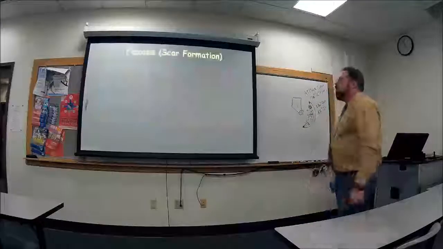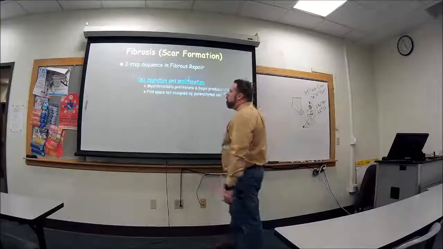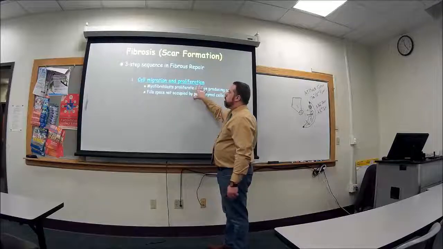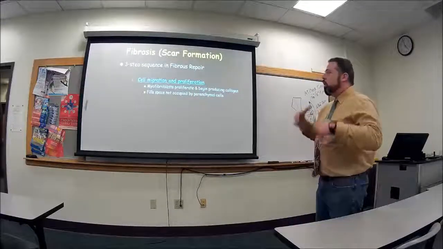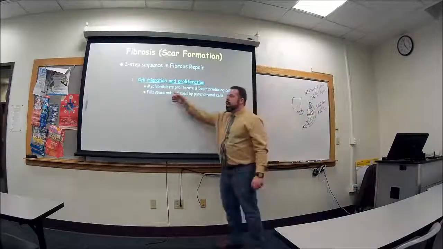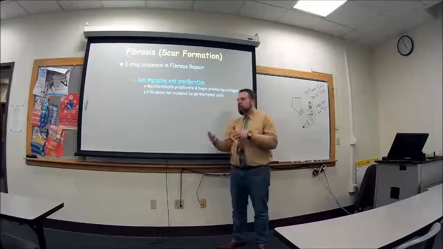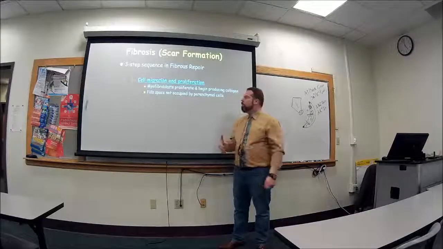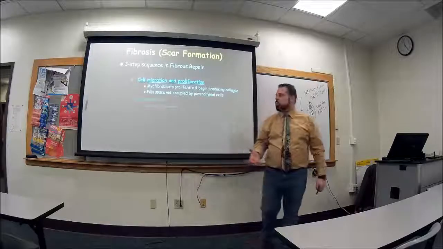Okay. Fibrosis or scar formation, there's 3 steps over here. You have cell migration and proliferation. What's happening here is that the myofibroblasts, they proliferate, they multiply, and they begin producing collagen. Right? Fibroblasts will make collagen fibers, the elastic fibers that are used to make that. Right? And it fills in the space not occupied by the surrounding cells.